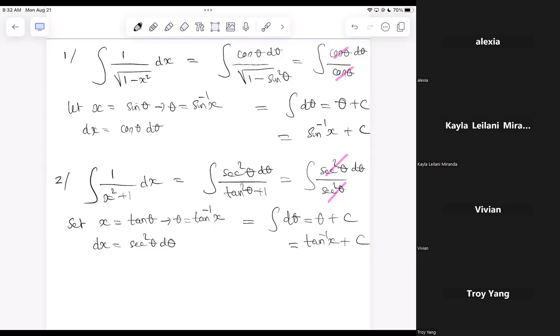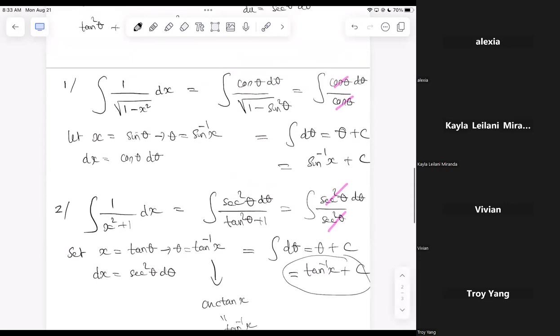Or maybe you can write arctan. It's the same thing. The arctan and the tangent inverse are the same thing, just like the arcsine and the sine inverse are the same thing. So you have theta equals tangent inverse x. That's why theta right here, you replace by the tangent inverse x, and that one is the final answer. Same thing with problem 1, that one is the final answer.